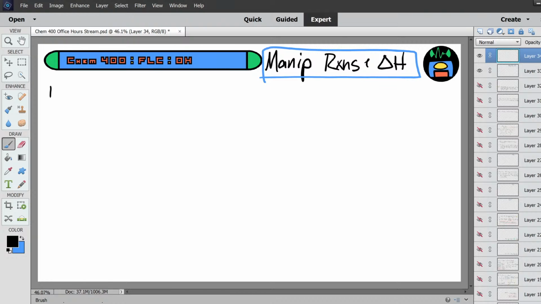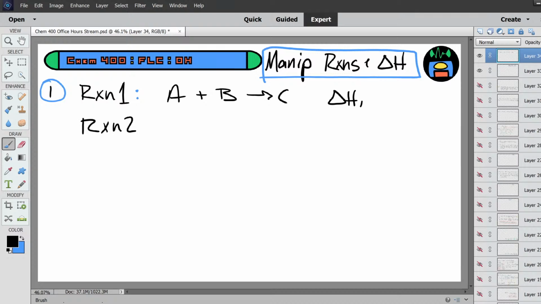All right, first, if you have a reaction, I'm going to call this reaction 1, where you have A plus B produces C, and we have a delta H here that I'm going to call delta H1.